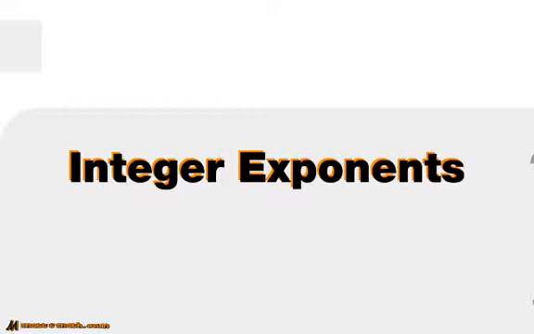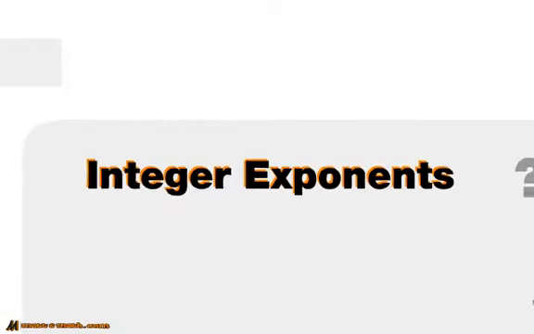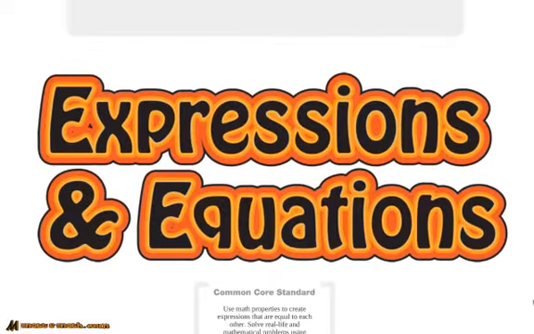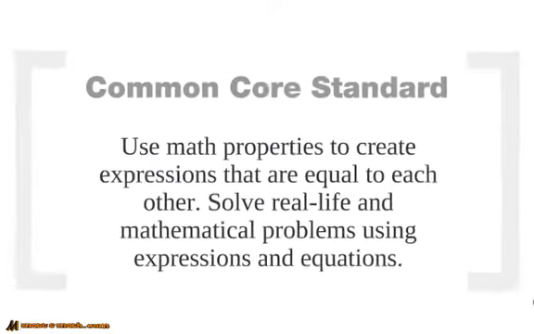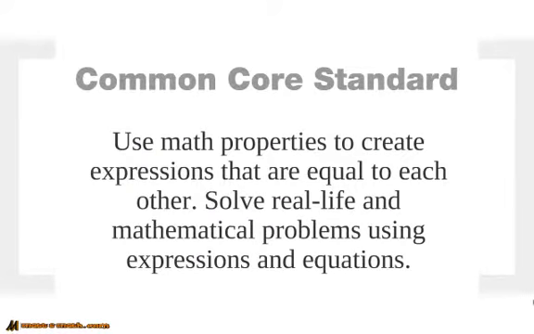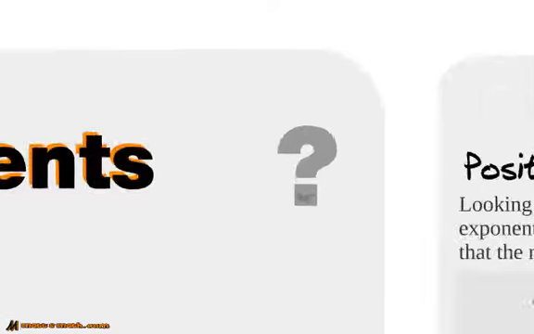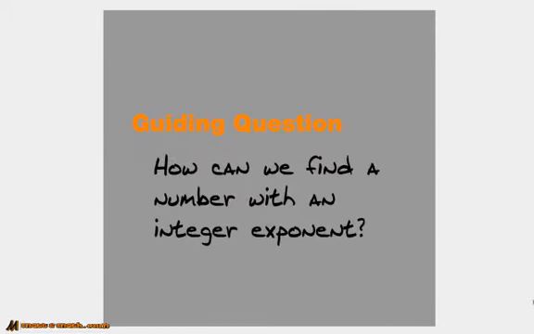We're going to be looking at positive and negative exponents today. We're in the Expressions and Equations Common Core Standard, and today we're going to use the properties to create expressions that are equal to each other and solve real-life problems with these expressions. Specifically with exponents, we're going to talk about how we can find a number with an integer exponent. You've done positive numbers in the past. Now we're going to look at negative numbers.